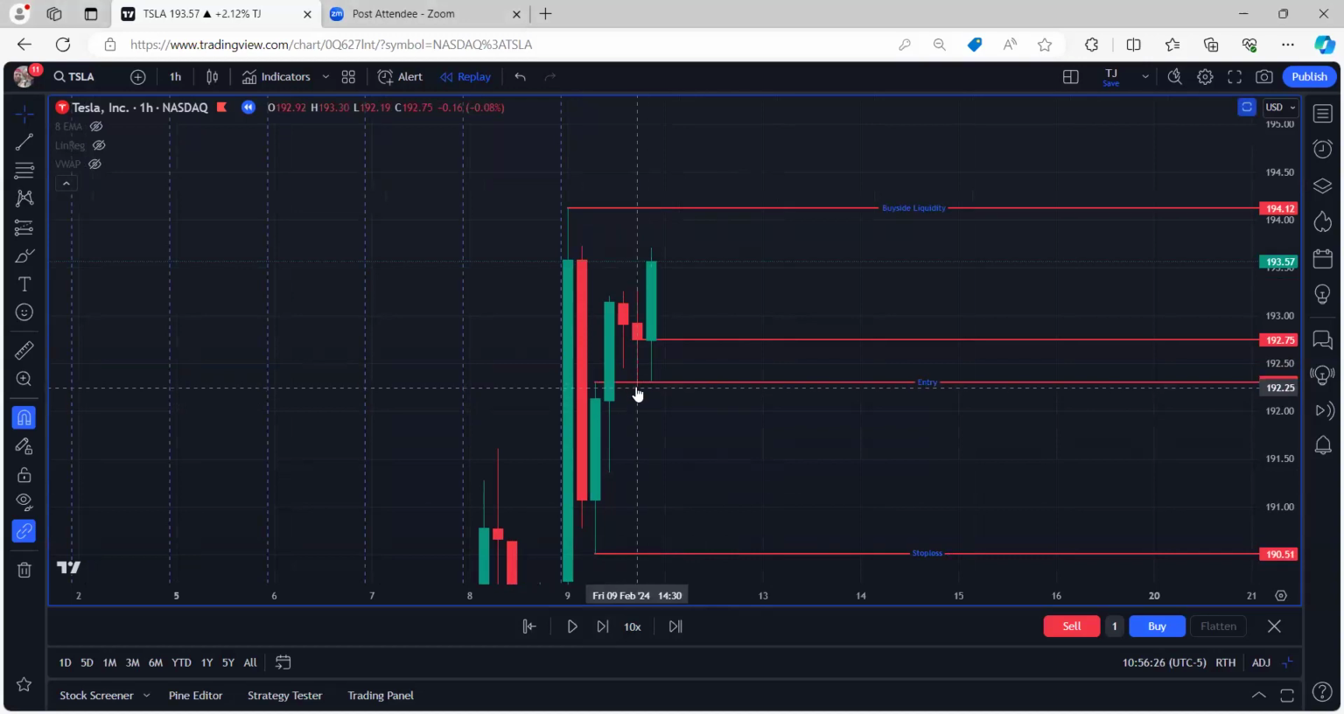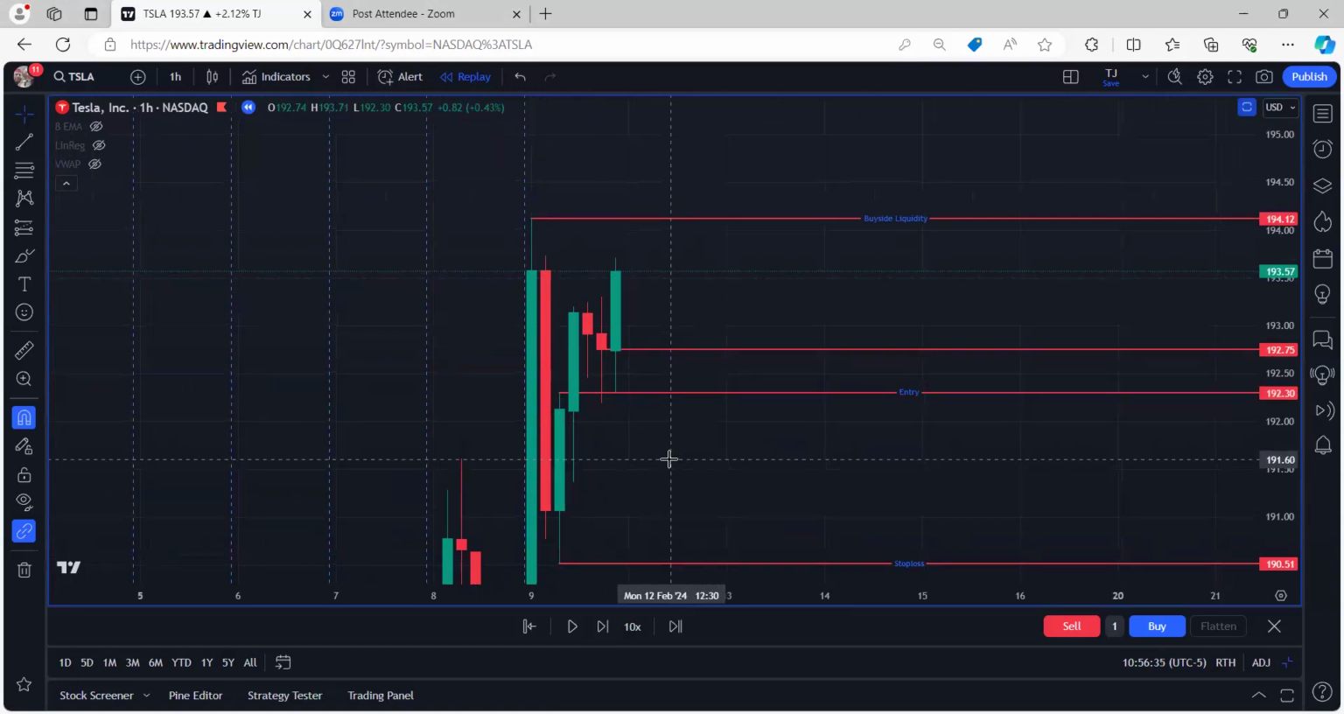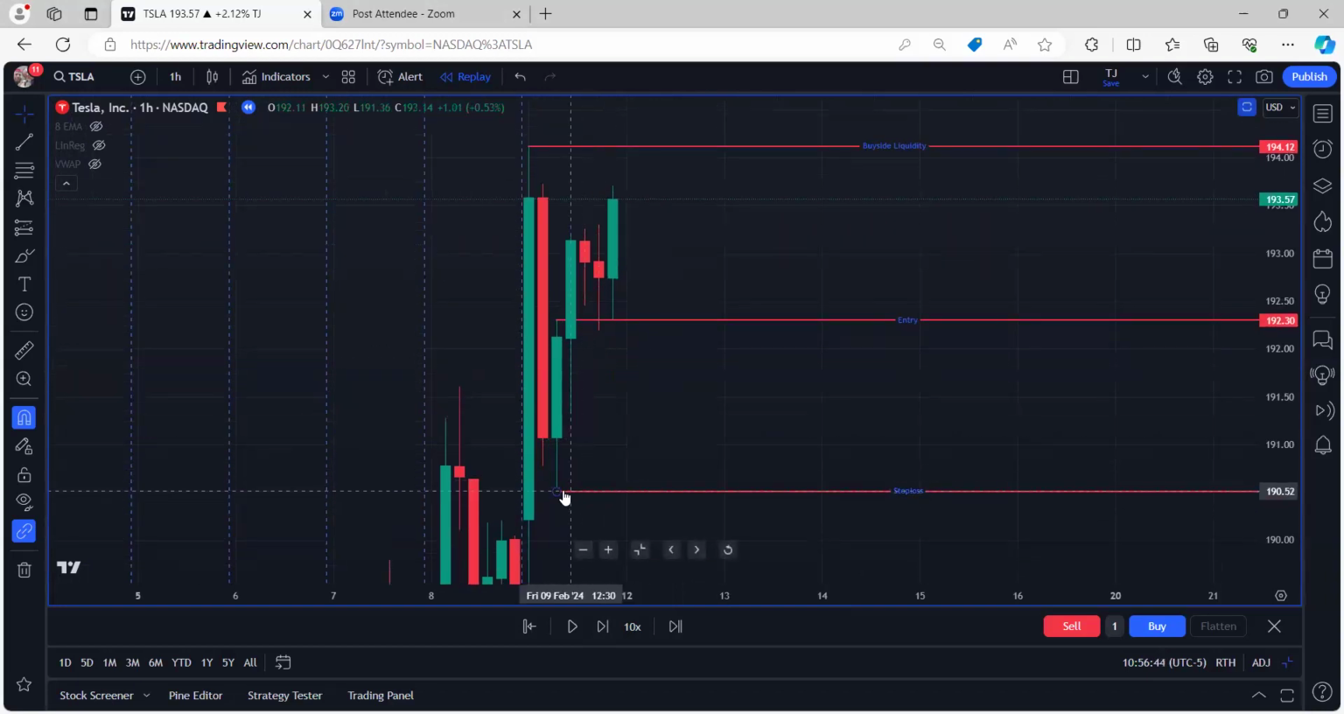So anyone who missed this entry, it gives it to them again, right? And look at where we are now. We're back into this kind of range again. So this is an option, right? Now, this is something that I'm going to note: our stop loss was all the way down here. This is where our stop loss is.